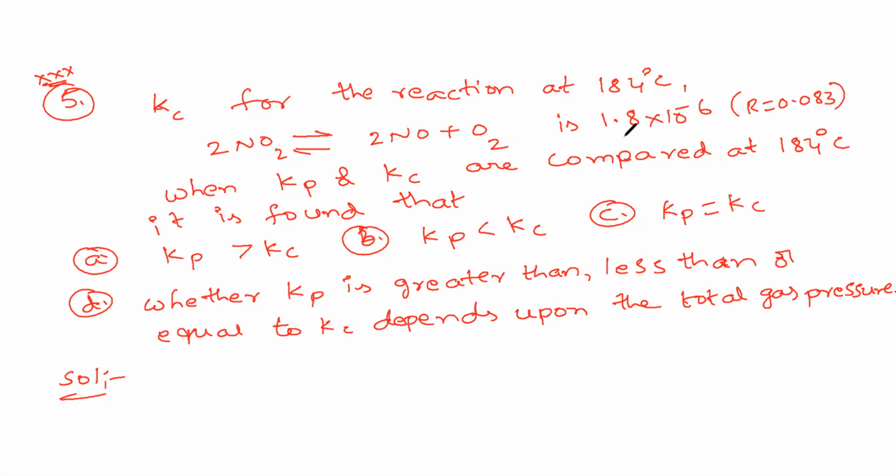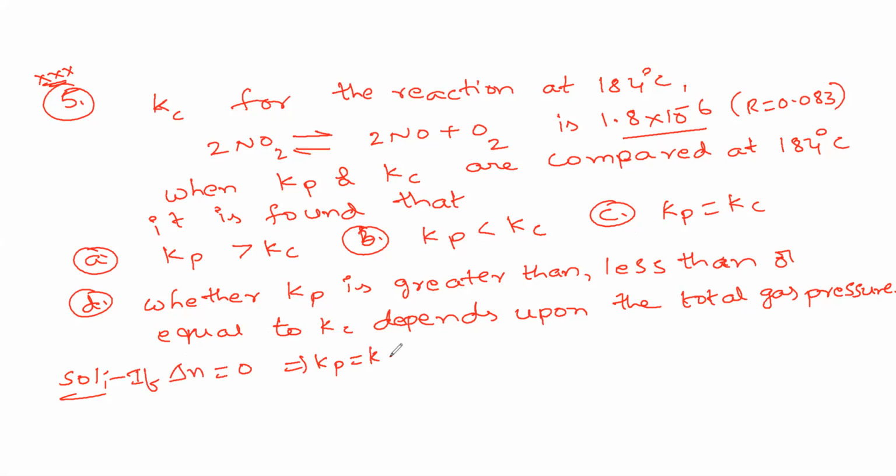For this, they have given some values. The Kc value for this reaction is 1.8 × 10 to the power of minus 6. When Kp and Kc are compared at 184 degrees C, option 1 Kp is greater than Kc, option 2 Kp is less than Kc, option 3 Kp is equal to Kc, and option 4 whether Kp is greater than, less than, or equal to Kc depends upon the total gas pressure. So these are the 4 different options. Now, since we already know the relation between Kp and Kc, we have to find delta n. If delta n is equal to 0, Kp is equal to Kc.